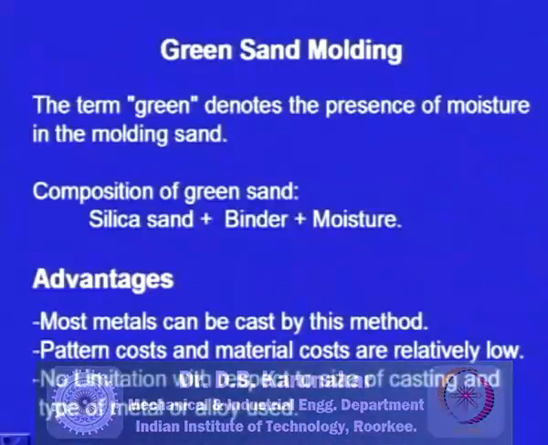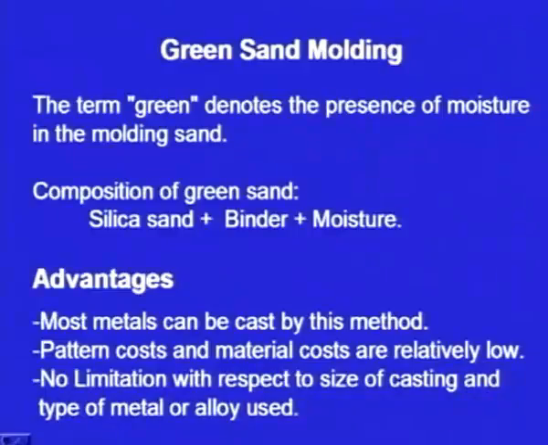As I already told, the term green denotes the presence of moisture in the molding sand. And we have already seen the composition of the green sand is silica sand in most of the times, binder and moisture. And what are the advantages of the green sand molding? One is, most metals can be cast by this method. Whatever be the composition of the pouring metal, we can cast the component.